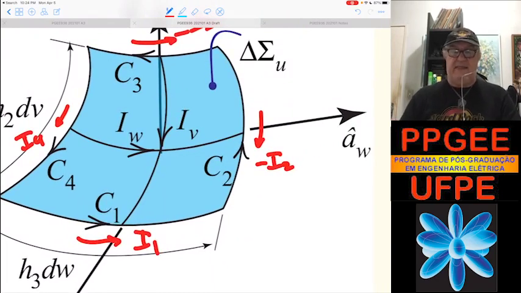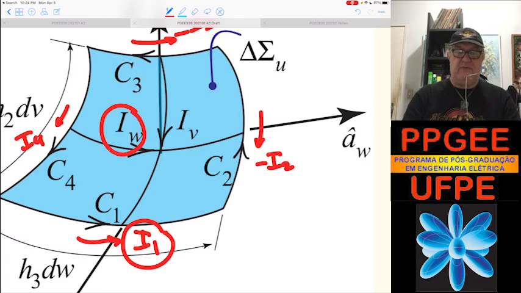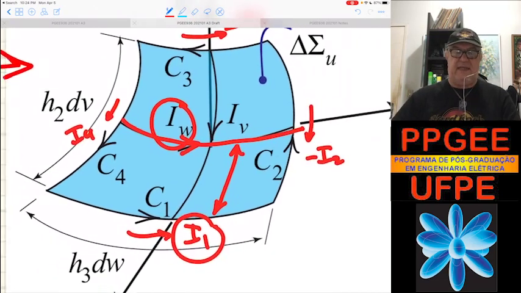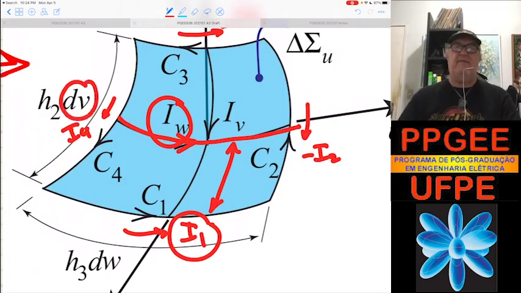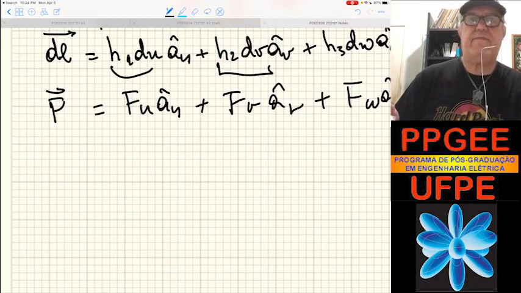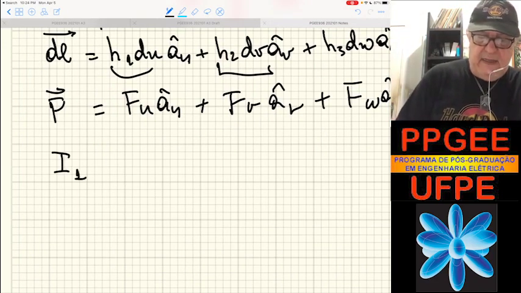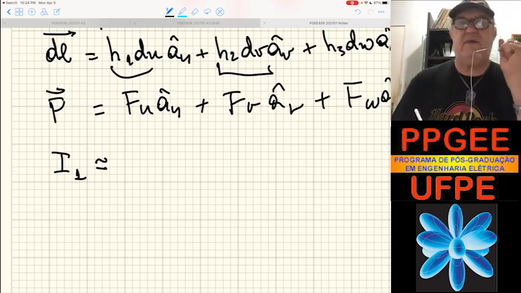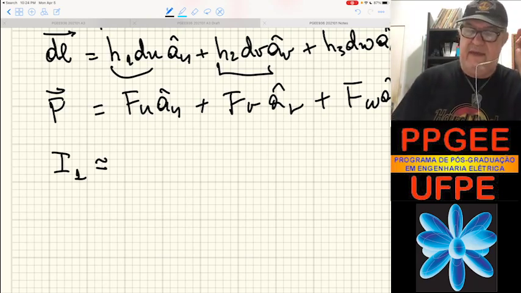So you see that, for instance, I1 equals IW, which is the same type of integral, plus a correction, which is related to a small change of the coordinates, the second one, by a small quantity. So I1 equals approximately, to first order, IW.